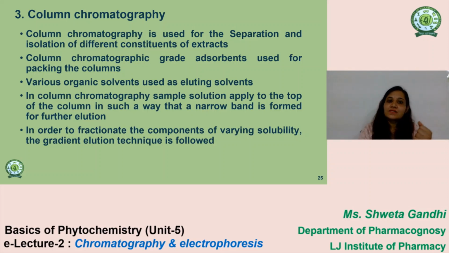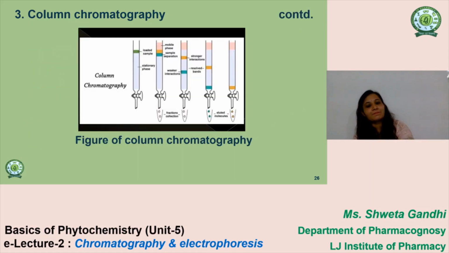Now next comes column chromatography. Column chromatography is mainly used for the separation and isolation of the different constituents. The difference is that here we are using a column. The column contains an adsorbent, and various organic solvents are used as eluting solvent. This is the pictorial representation of column chromatography. You are seeing this is the column. In this we will load the sample. This is the stationary phase, and here by opening the knob we will collect the fractions.